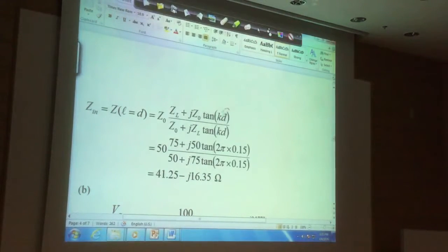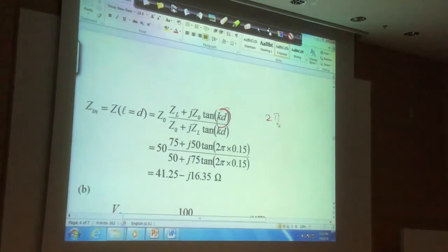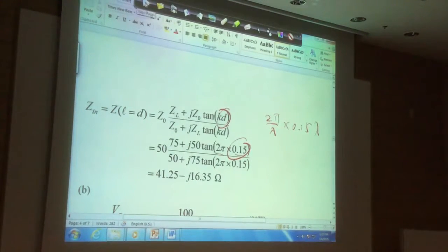This is the electrical length, right? Electrical length is K, 2 pi over lambda. Since this is 0.15 wavelength, right? So that's why it's 2 pi times this value. Okay? Then just solve. Now again verify by yourself by using the calculator. Okay?